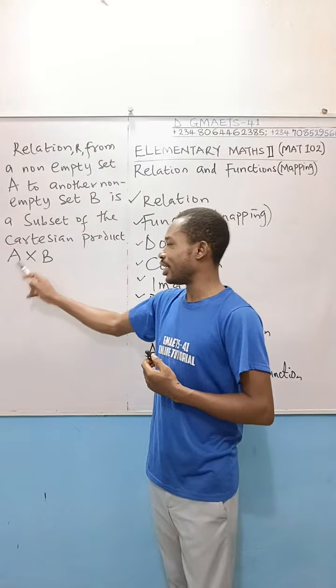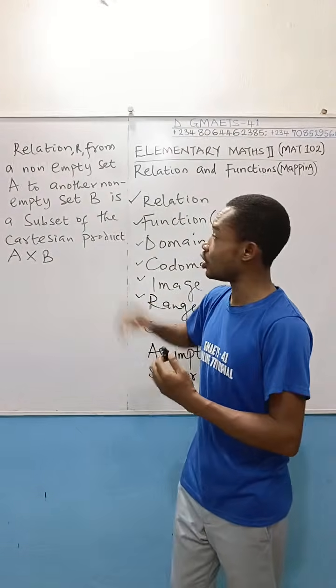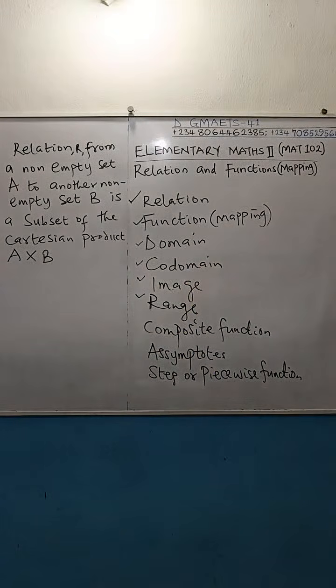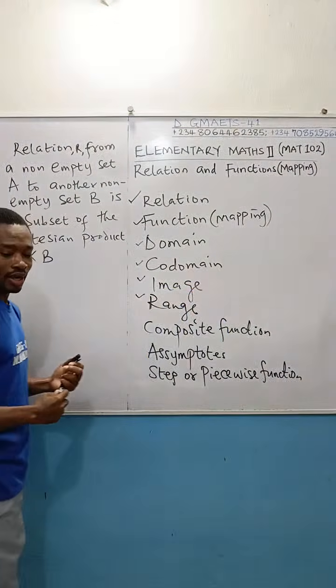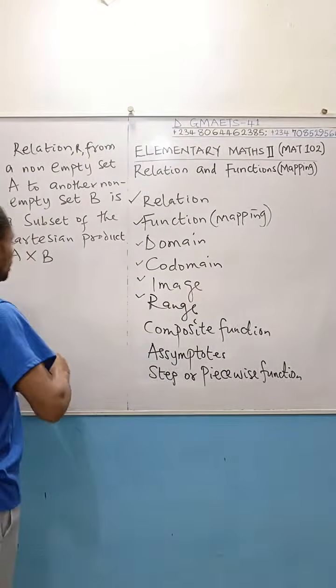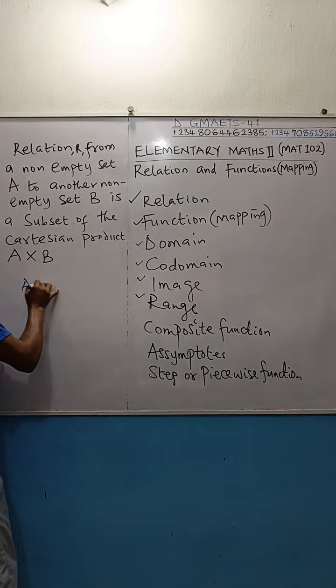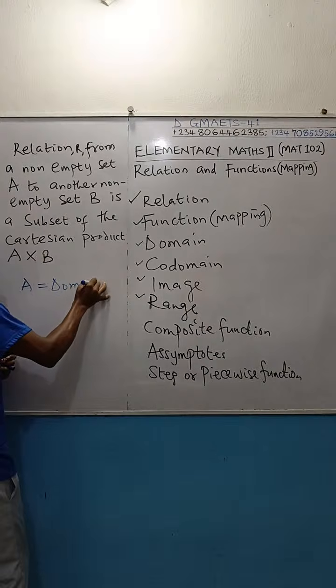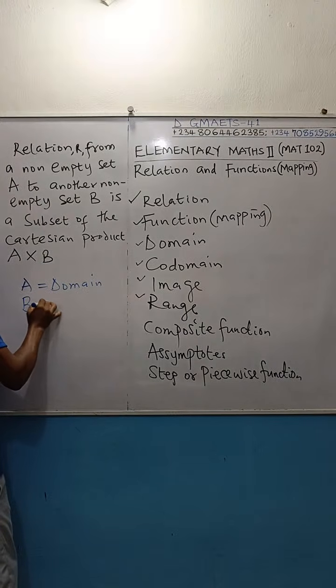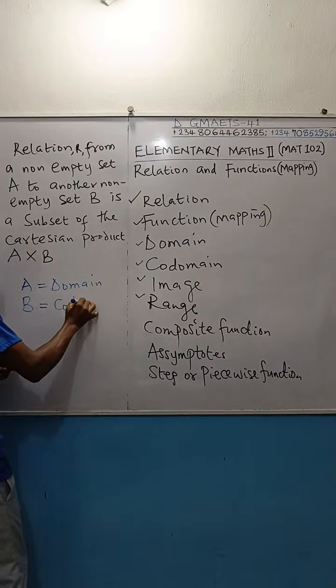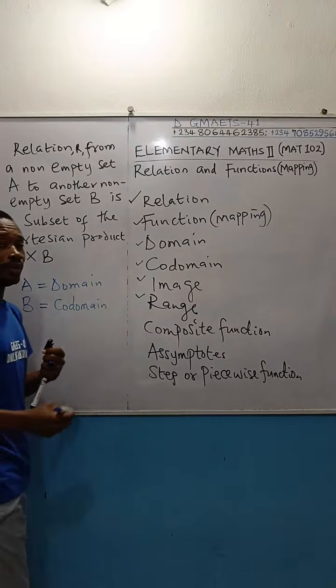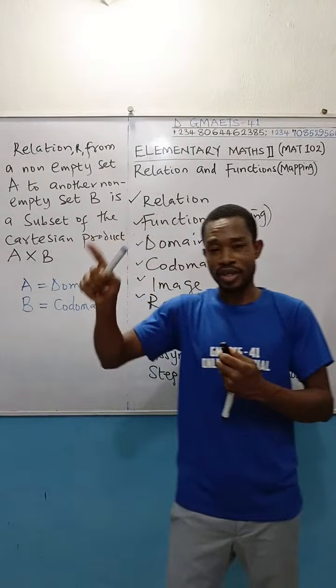Now, when we talk about A, what is A in this definition? I hope this has not cut off from view. All right, it's showing. This A is called the domain. Then B as a whole is called the codomain. B is called the codomain, B as a whole.